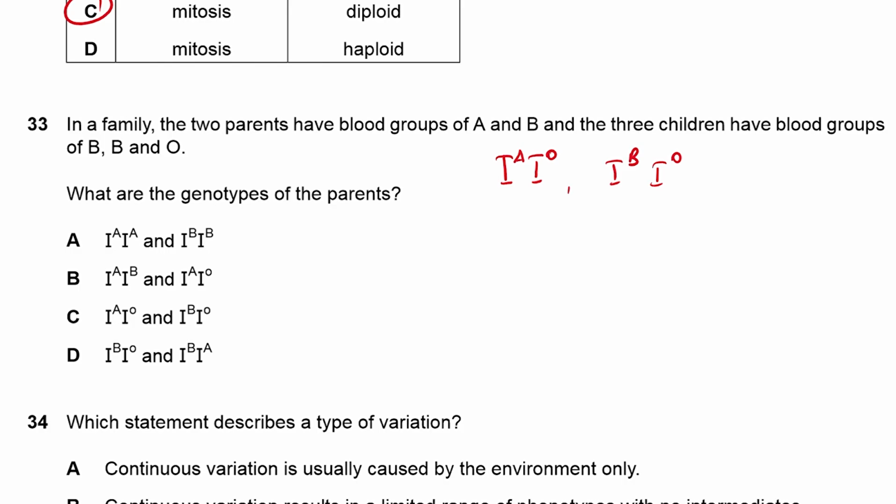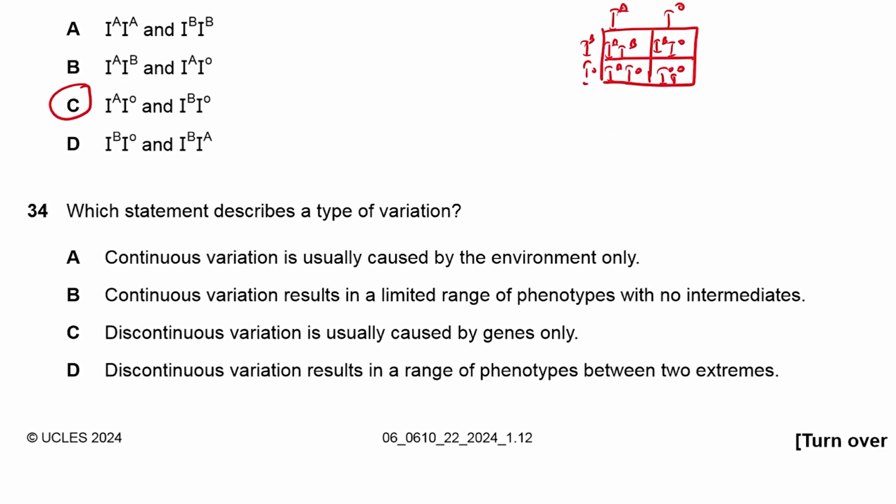Alright, when we do our parent square, it will be this way. I-A-I-O here, and then I-B-I-O. This child here will be blood group AB. This one here will be blood group B. This one here will be blood group A. And this one here will be blood group O. So we can see the best one, which will give us B and O, is AO parent and BO. Alright, so that is C. We choose C. Number 34 says, which statement describes type of variation?